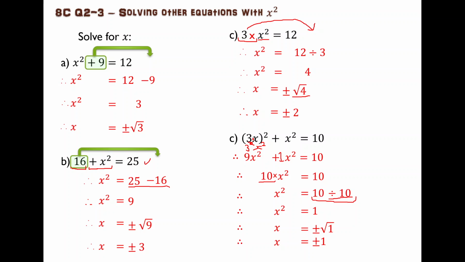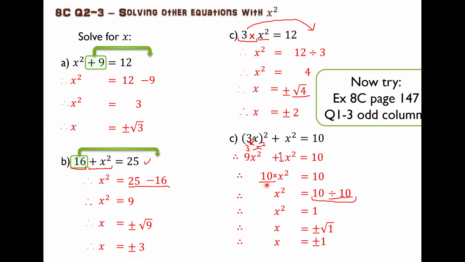Just to check, if x is 1, 3 times 1 is 3. Oops, I just said 3 times 1 would be 3. 3 squared would be 9. X squared is 1 times 1, which is 1. So 9 plus 1 really does equal 10, so it does check out. Cool. Well, now you know how to solve more complicated equations with x squared in them.